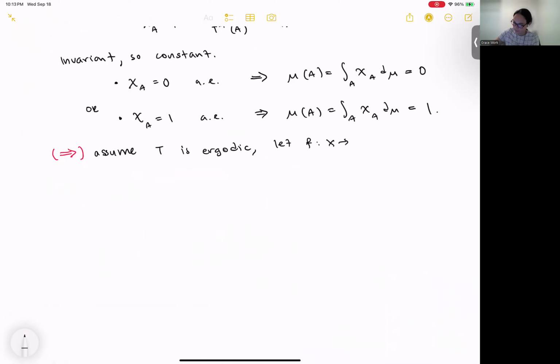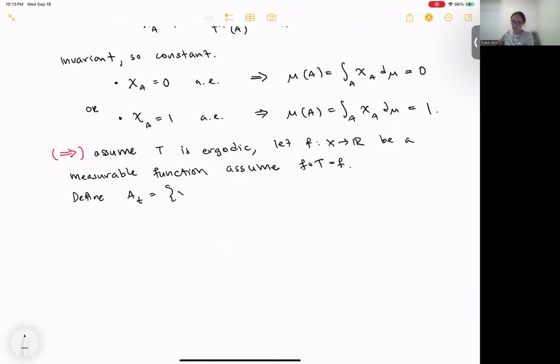And let's let f be a measurable function. We will also assume that our measurable function is invariant under our transformation. Once again, we're sort of going to find these level sets. Let's define A sub t equal to the set of all x in X such that f of x is greater than t, for t in R. And so these are the level sets. You've got your t values, and this is going to contain all of our points x so that our function value is greater than that t.